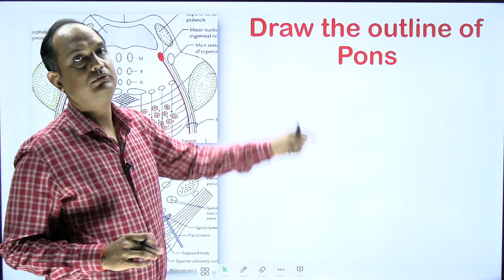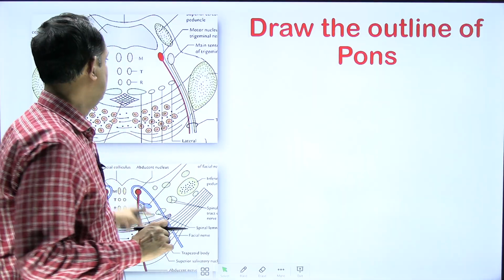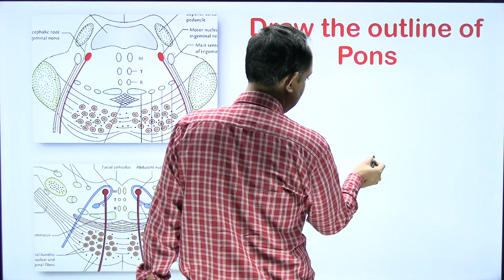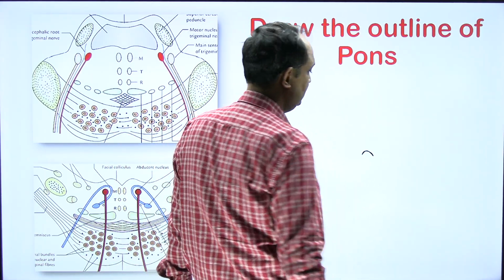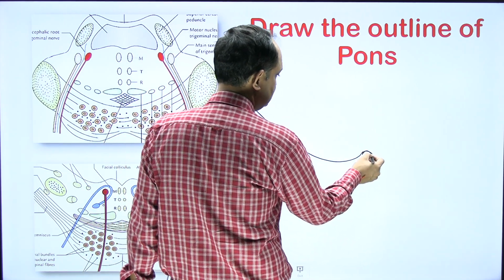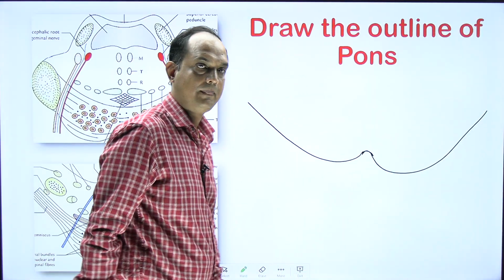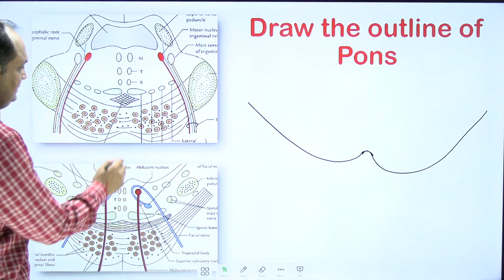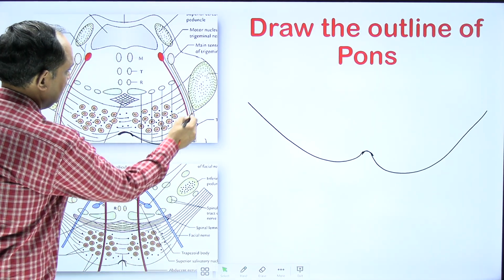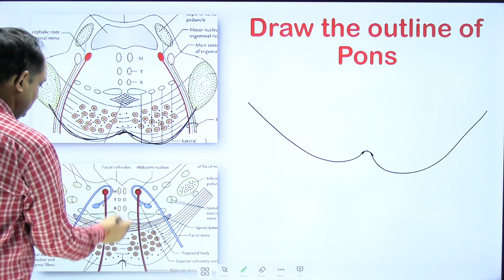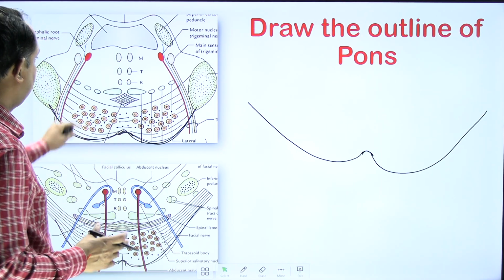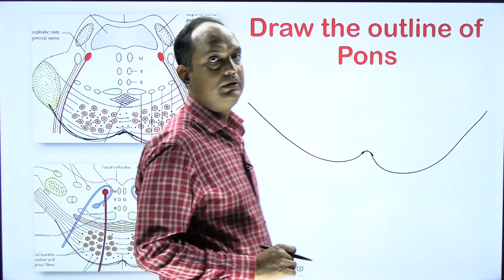So first, you have to draw the outlines of the pons. Now here you can see these are the two images which have been given in your book. So the first thing is you have to draw the anterior part, where you have to draw the groove for the basilar artery, and on both sides you have to draw this area which is convex. So in both these images you can see the presence of this basilar groove, and on both sides you can see the presence of the convexities. Clear?